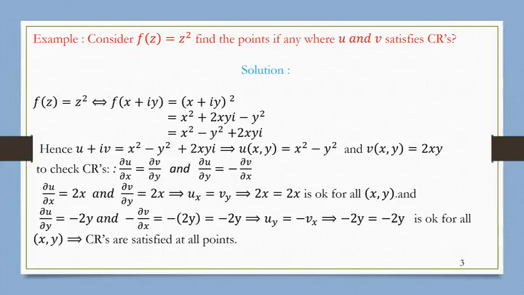For the second condition, we find ∂u/∂y is equal to −2y, and −∂v/∂x is equal to −2y. So we get this result also, −2y is equal to −2y, which is satisfied at all points in the complex plane. So the function f(z) = z² satisfies the Cauchy-Riemann conditions. Okay, so this is an analytic function, or a differentiable function.